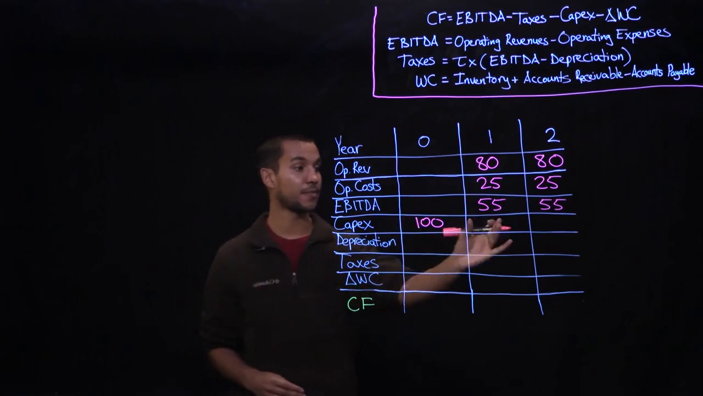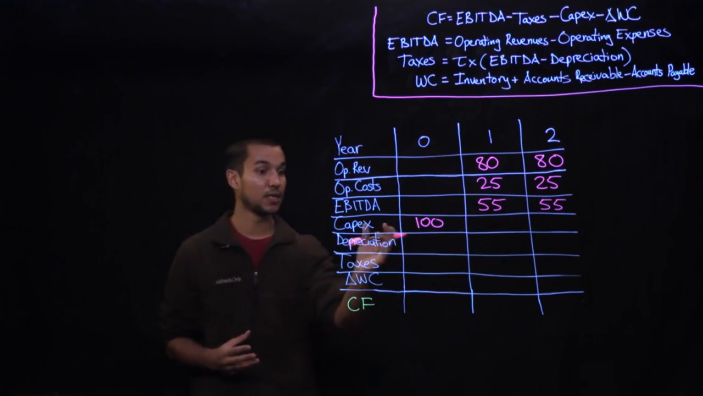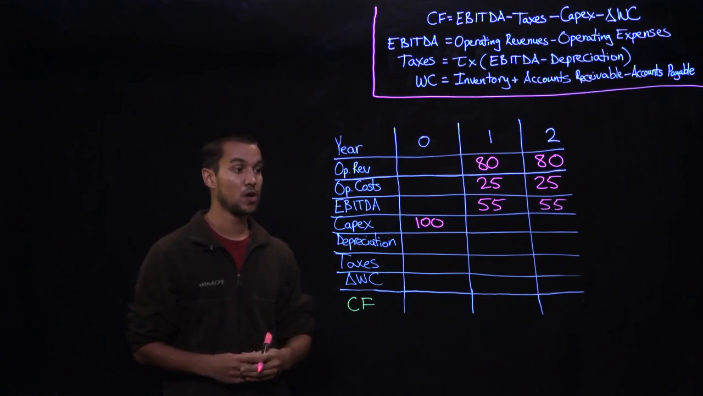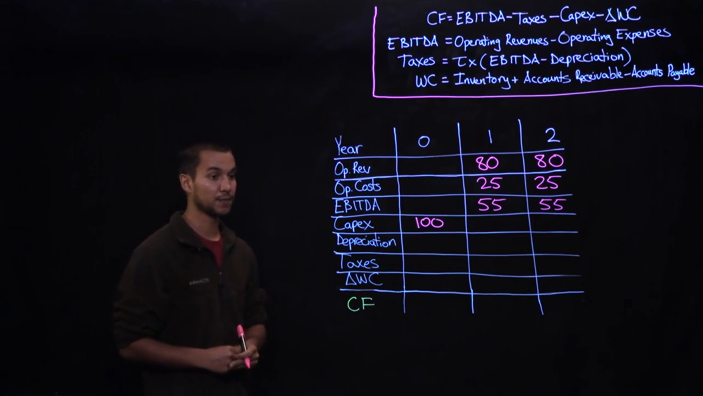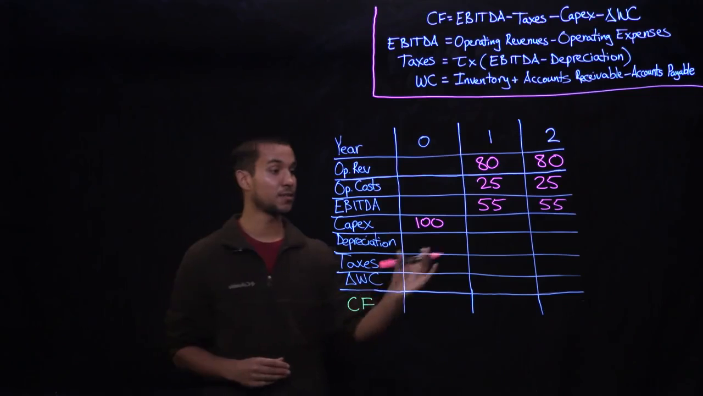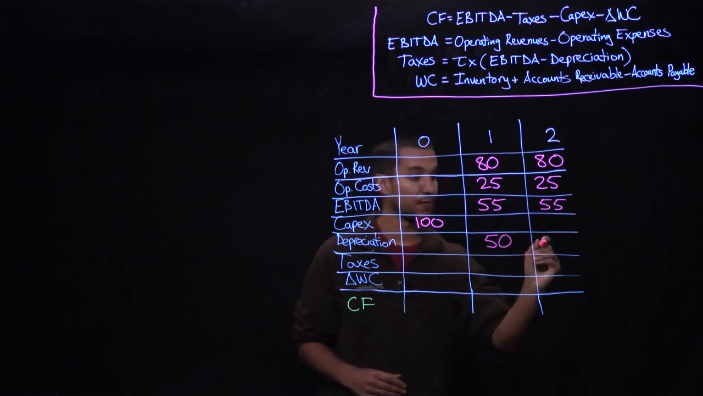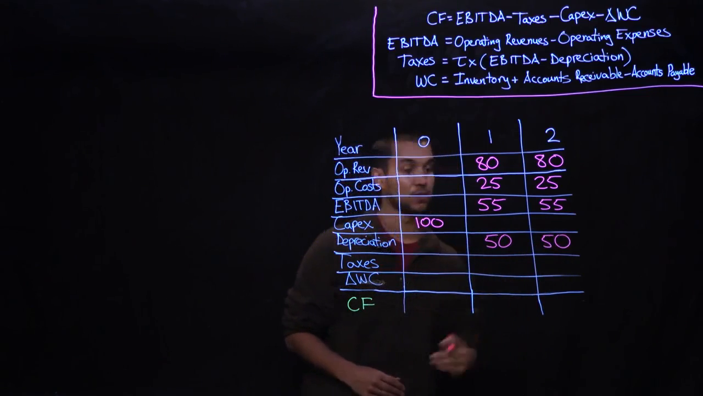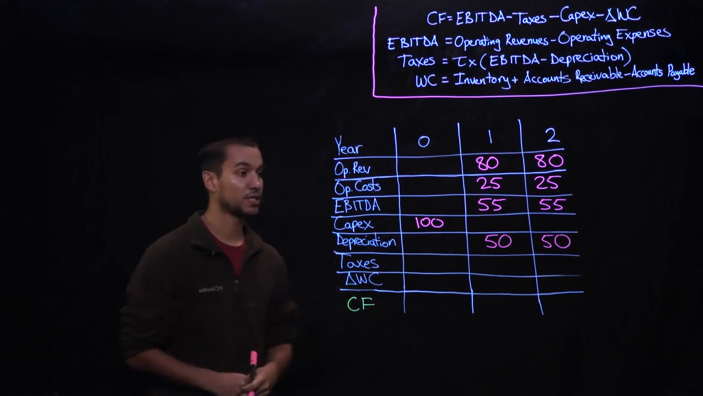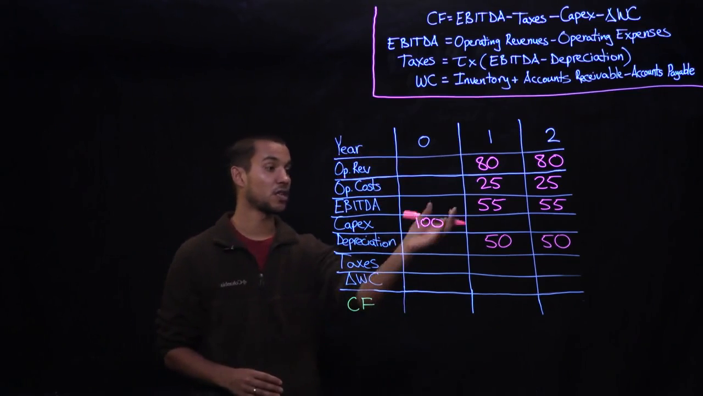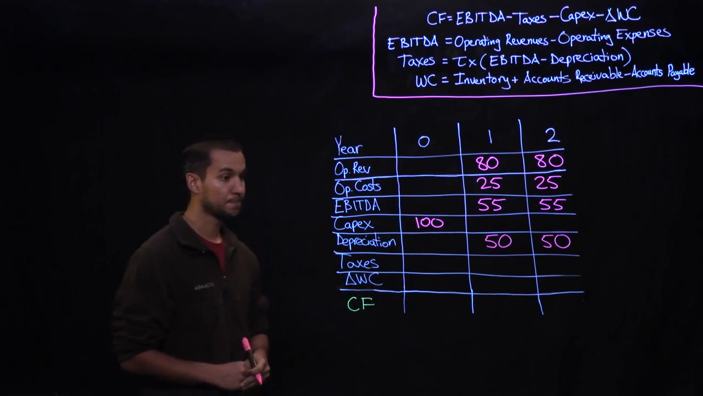We don't have any other capital expenditures in years 1 or 2, but we are told that we can depreciate this capital expenditure to 0 over the next 2 years, and we can use linear depreciation. And so what this means is that we can claim a depreciation expense of $50 million in years 1 and $50 million in year 2. And so effectively, this depreciation expense is going to allow us to reduce our taxable income so that we have a lower tax burden.